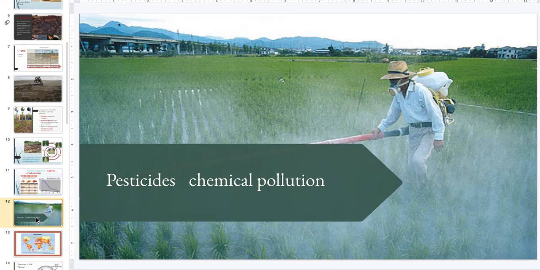And then finally we have the use of pesticides. Pesticides are a chemical pollution. They're designed to kill things that are eating your plants. That has an impact on soil because most of these pesticides are just being sprayed indiscriminately. They're not being applied to just the plants. So this is going to inevitably end up in the water and then in the soil.